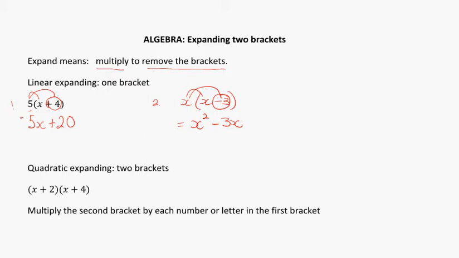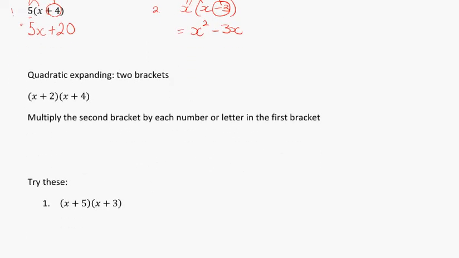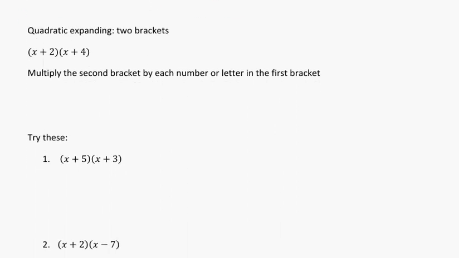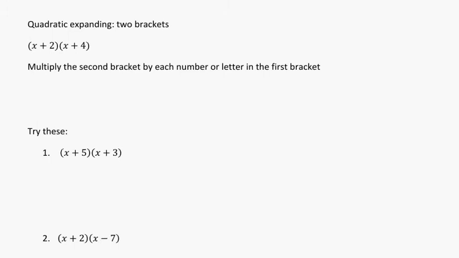Okay, now let's have a look at expanding with two brackets. Now if you can do expanding with one bracket, you can do expanding with two brackets, because it's just a repeated performance. So when you've got two brackets, you multiply the second bracket by each number or letter in the first bracket. So pretend the plus 2 isn't there, and we're just going to take the x and multiply it by the first term in the second bracket.